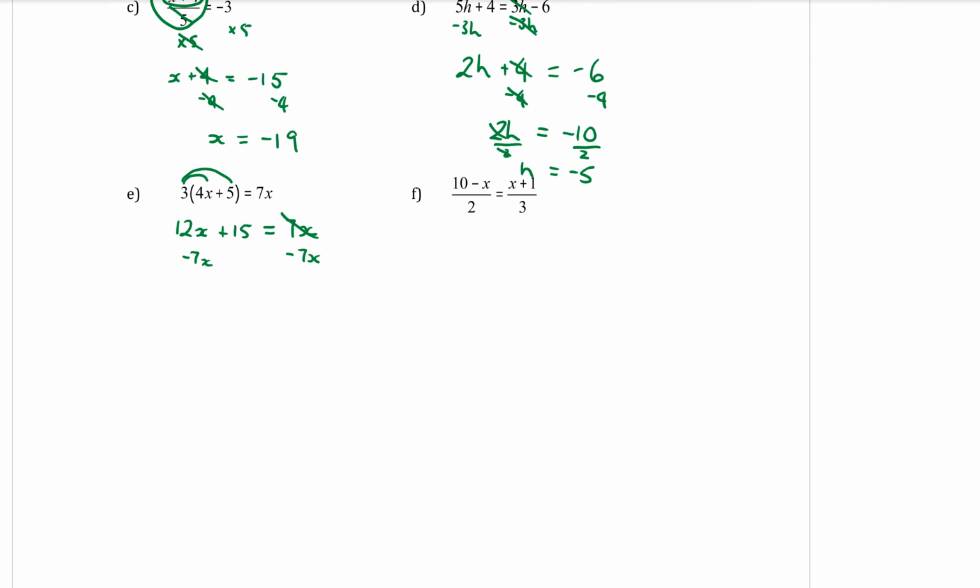Now that means that everything is gone from the right-hand side. That means it will be equal to 0. 12 take away 7 is 5x plus 15 equals 0. Moving my other numbers away, I subtract the 15. 5x equals negative 15. Dividing by 5 to get rid of the 5, x equals negative 3.